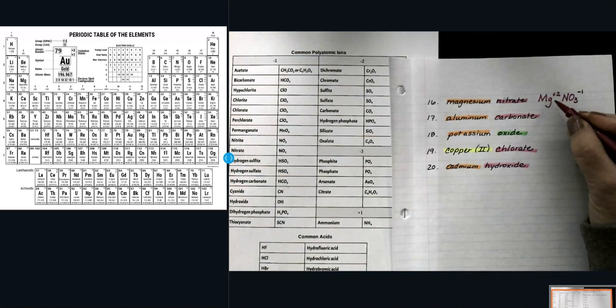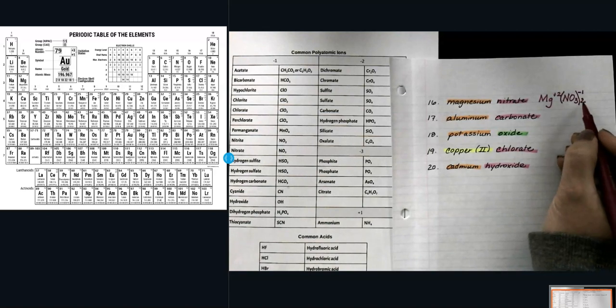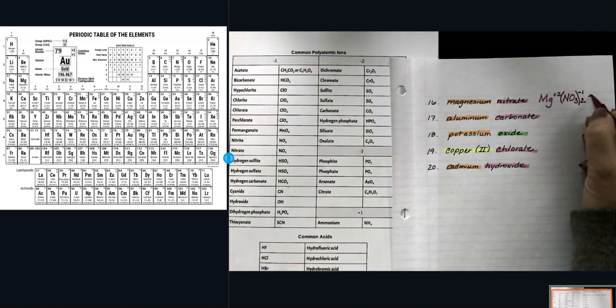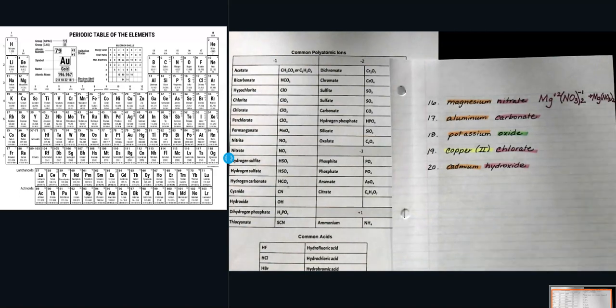So what that means is when I go to balance this, I can't just write my 2 here, because then that looks like 1 nitrogen and 32 oxygens. So I'm going to put my parentheses in to separate them. That says that I have 2 nitrates for every 1 magnesium. So we rewrite that, Mg(NO3)2, the 2 on the outside.